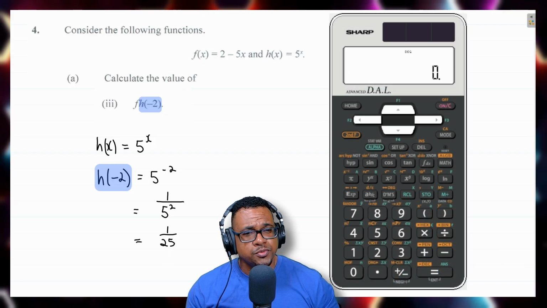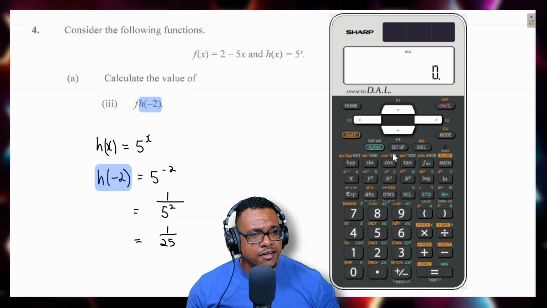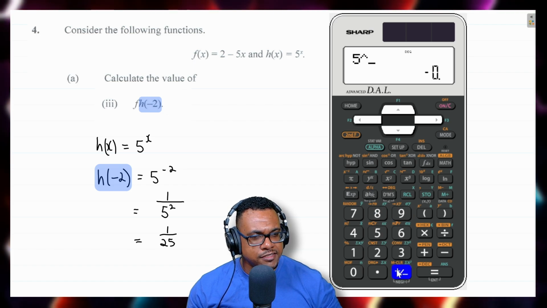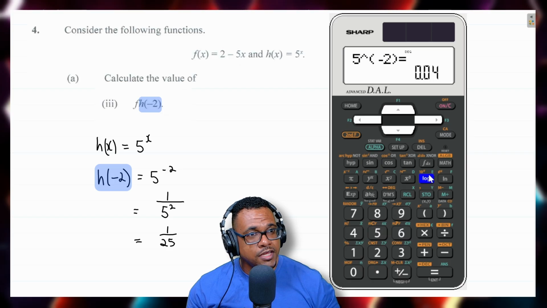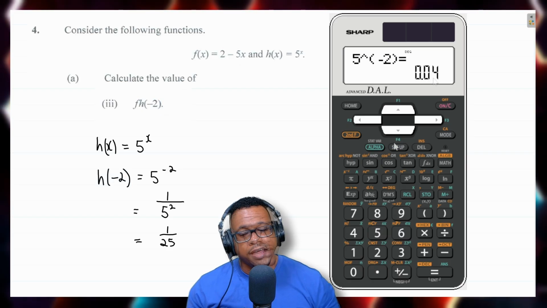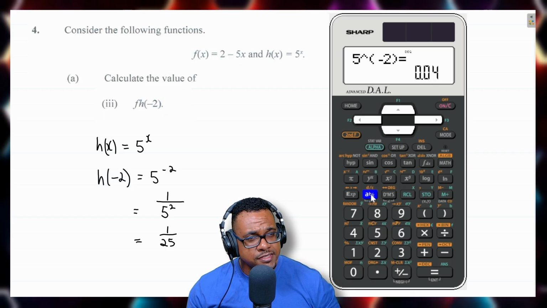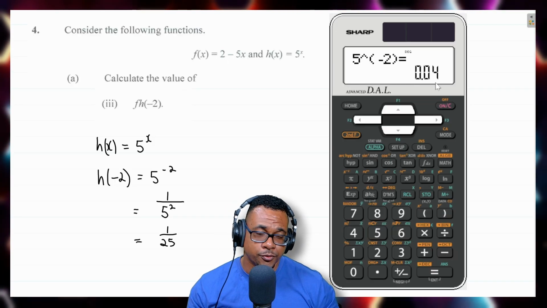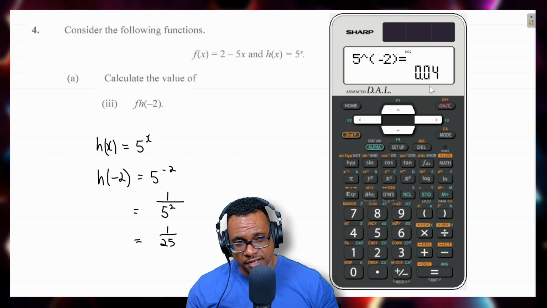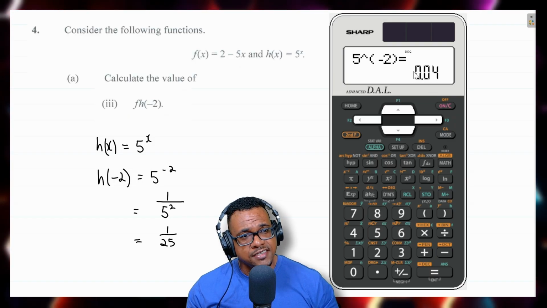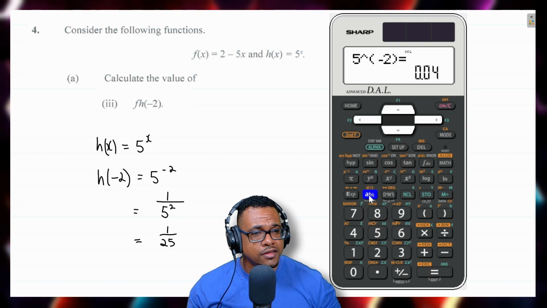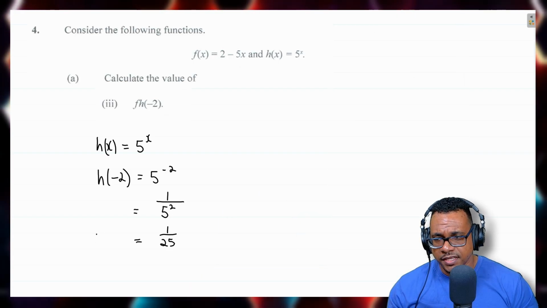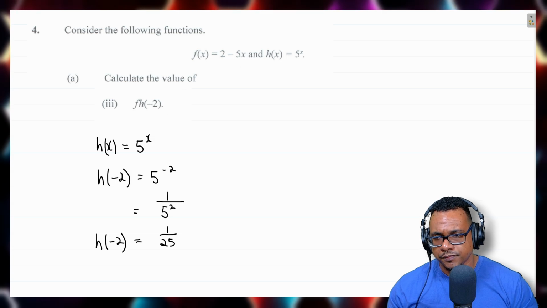Now I'd also like to show this on the calculator as well. So we have 5, we can use the y to the x button, and we put negative 2, so that's 5 to the power negative 2, and we see we get 0.04. And now if I press this fraction button here, we can see that 0.04 is 1 over 25. Press it back. 0.04. So you can use the calculator to get your value here. So you can write the answer either as a decimal 0.04 or as a fraction 1 over 25. So this will be h of negative 2.